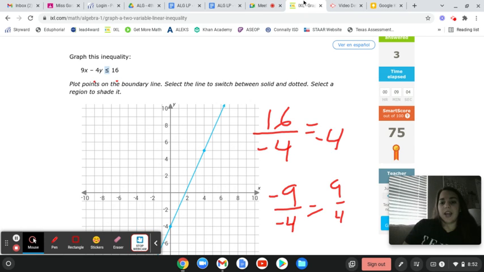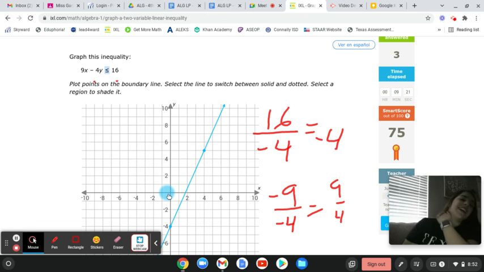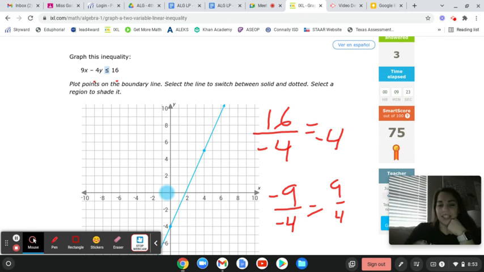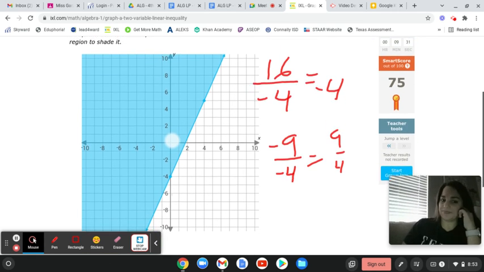So whenever I have that works, I will shade below the line. I'm sorry, that is wrong. I will shade where the origin is. So we found the origin. We tested it. The origin worked. I shade where the origin is.